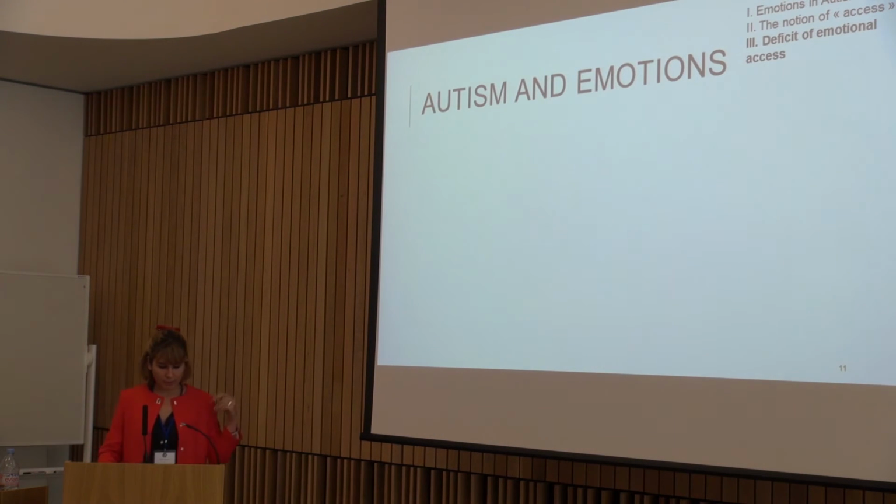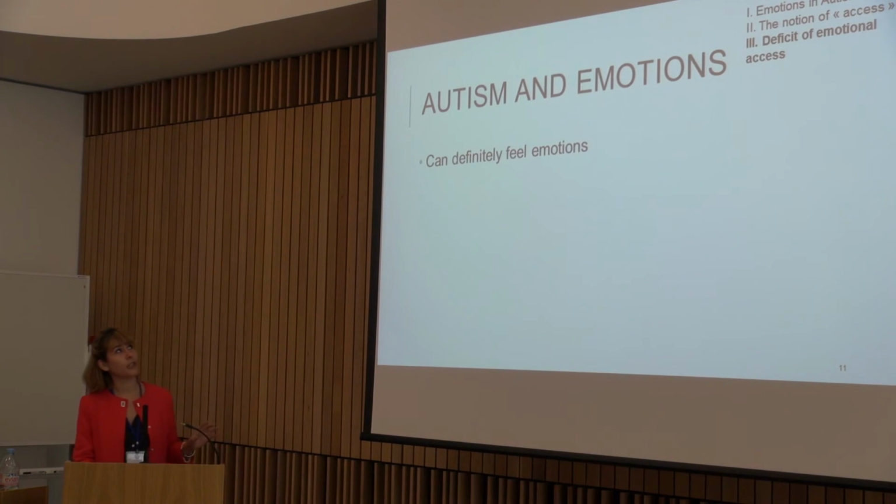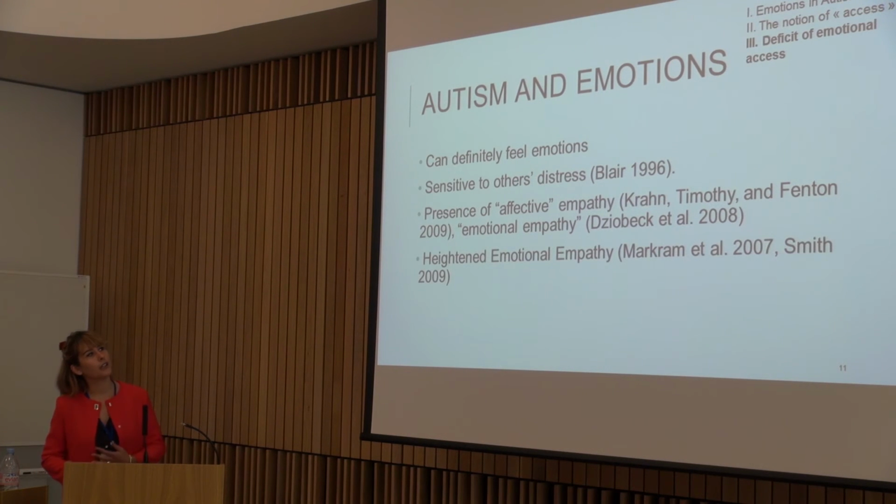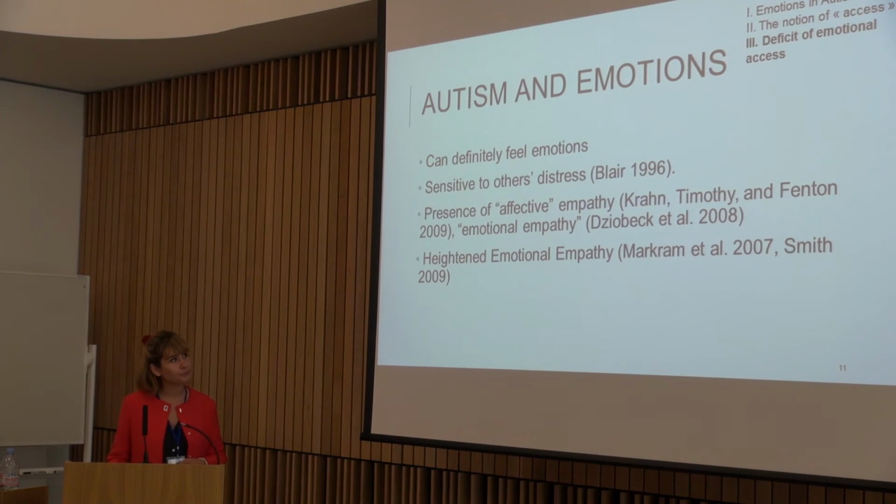Now we can explain the deficit or the particularities of access in autism. First, people with autism can definitely feel emotions. They are sensitive to others' distress. There is a presence of affective empathy, or what is also called emotional empathy, and they would even have a heightened emotional empathy compared to neurotypical people. So they absolutely don't lack emotions themselves or feelings.